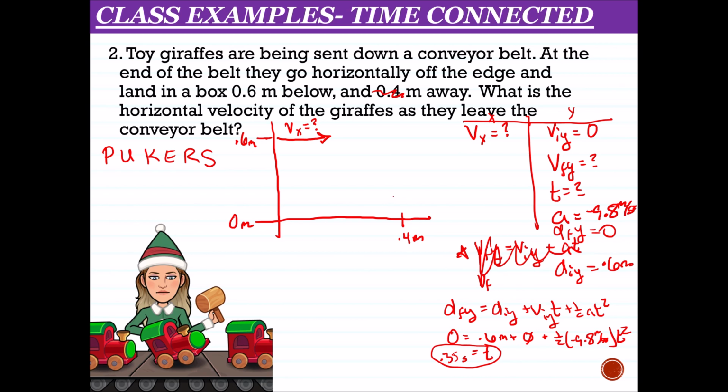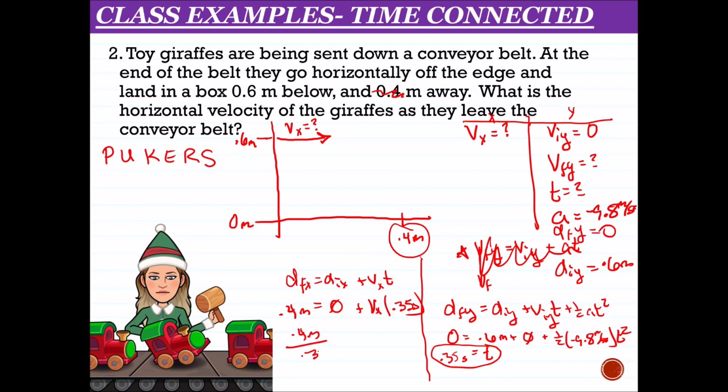Now I want to know what is the horizontal velocity. Okay, so if I know time and I know the range, I can find that horizontal velocity. Final displacement in the x equals initial displacement in the x plus velocity in the x times time. Velocity in the x times 0.35 seconds. Initial displacement is 0 and final is 0.4 meters. 0.4 meters divided by 0.35 seconds equals velocity in the x, where velocity in the x equals 1.14 meters per second.